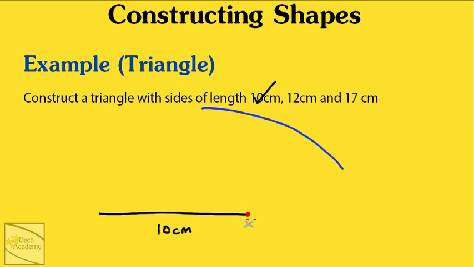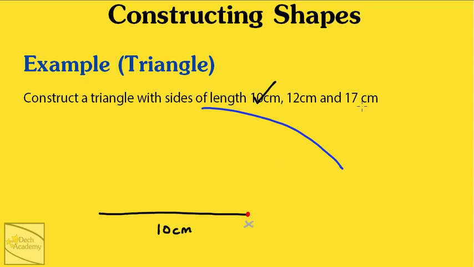What we will have achieved is the following. From this point here, which I'm going to call X, any line from X to a point on this arc will be of length 12 centimeters. So one of these lines will be the line we desire for our triangle, one of the sides of the triangle, but we don't know which one.